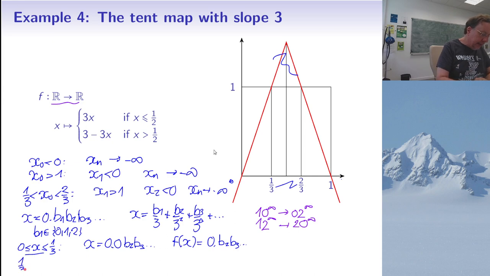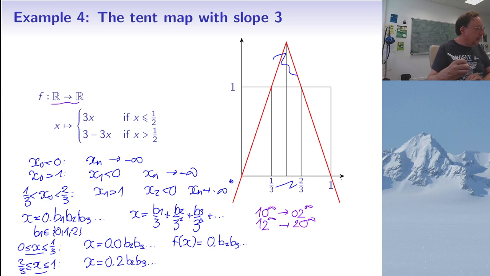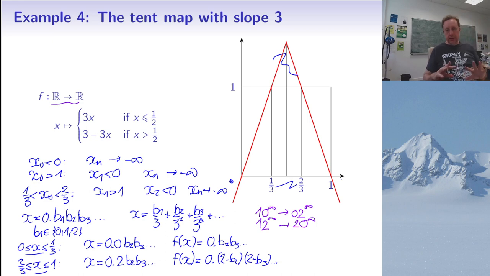If x is between 2/3 and 1, then the expansion of x will start with the digit 2, and then it will be of the form 0 dot 2 b2 b3 and so on. And then similarly to what we had for the tent map with slope 2, its image will be of the form 0 dot 2 minus b2, 2 minus b3 and so on. So I just switch between the values 0 and 2.